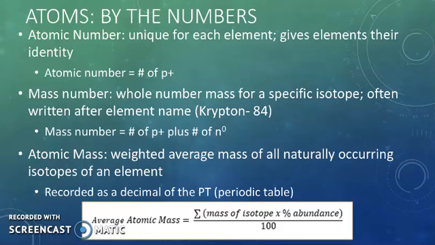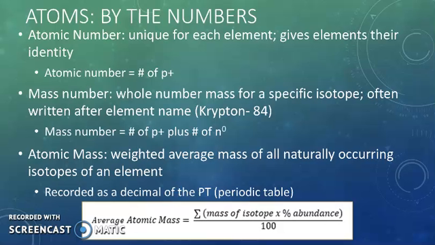different isotopes, calculated by doing the sum of the mass of that isotope, the mass number, like krypton 84. So I'd put 84 times its percent abundance, and then divide them all by 100. So after you add up all the masses times their abundance, then dividing by 100, you can get your average atomic mass. It is what's recorded as a decimal on the periodic table.